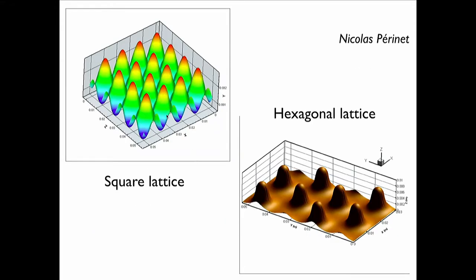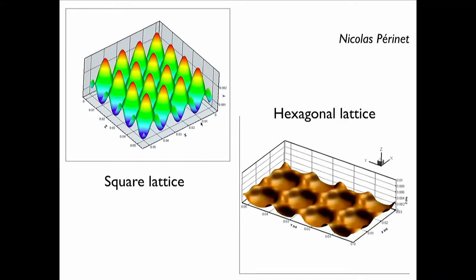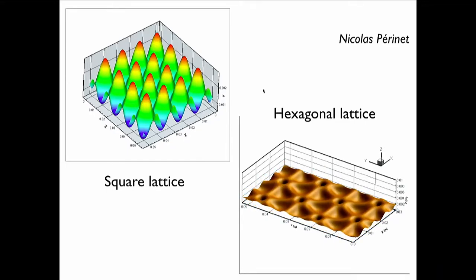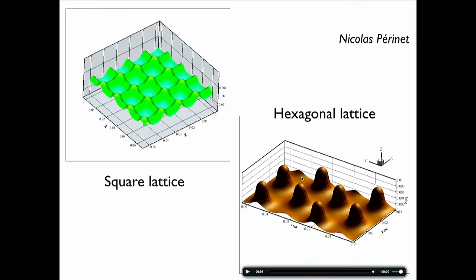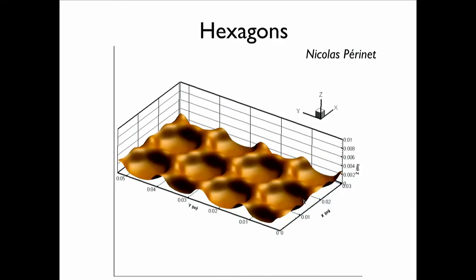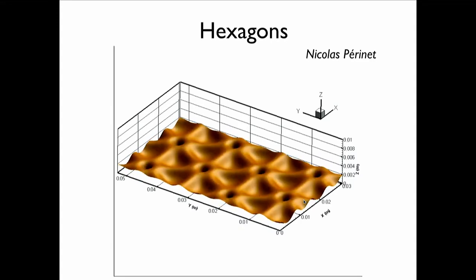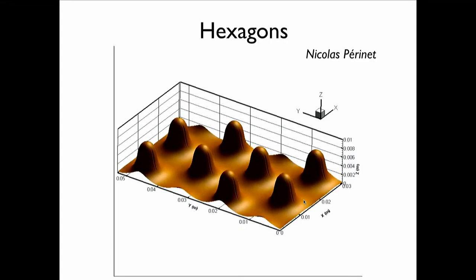And here are computations done. The square one you've already seen, and here is the hexagon, the hexagonal lattice here. Let's show you again. Oh, this is a square, and then this is the hexagons. Again, this computation was just done in a single hexagonal domain, and then the picture is repeated.